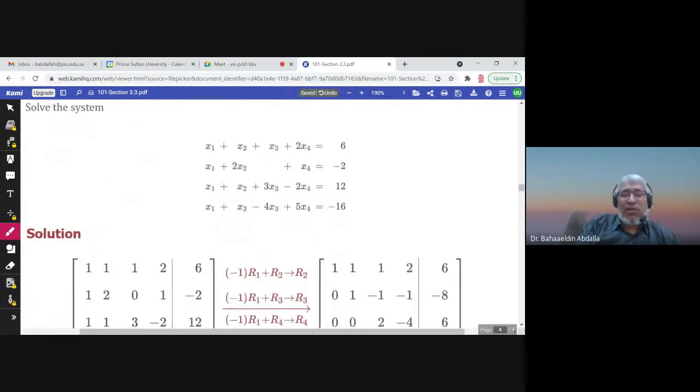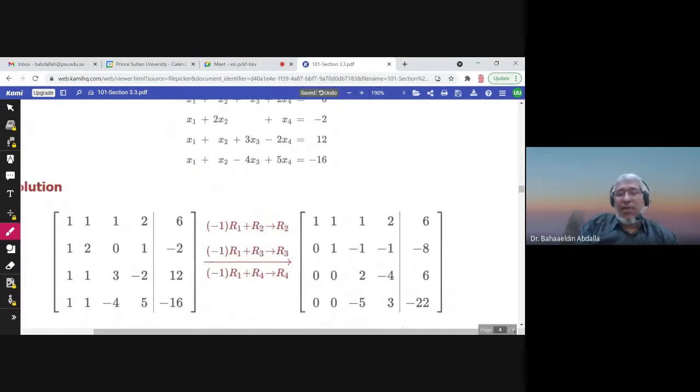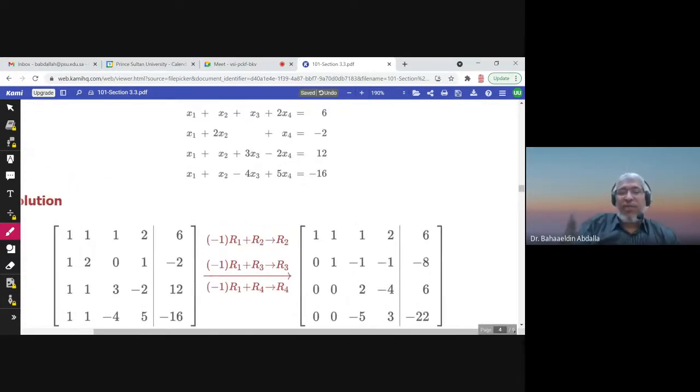So let us see another example, a 4 by 4 example. This is the augmented matrix, first step, writing the augmented matrix. And now we need to change the augmented matrix to the identity matrix 4 by 4. So these numbers in the main diagonal, each one of them has to be 1. So I start with column 1.